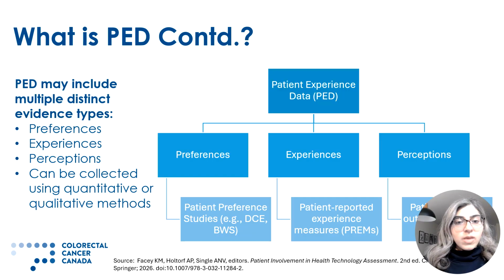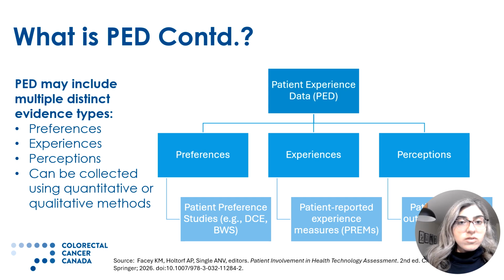Patient experience data may include multiple distinct evidence types, such as preferences, experiences, and perceptions. For preferences, as you can see in the figure here, patient preference studies using discrete choice experiments and best-worst scaling are most commonly used. Regarding experiences, patient-reported experience measures, known as PREMs, are used. And regarding perceptions, patient-reported outcome measures, known as PROMs, are used. These can be collected using quantitative and/or qualitative methods.